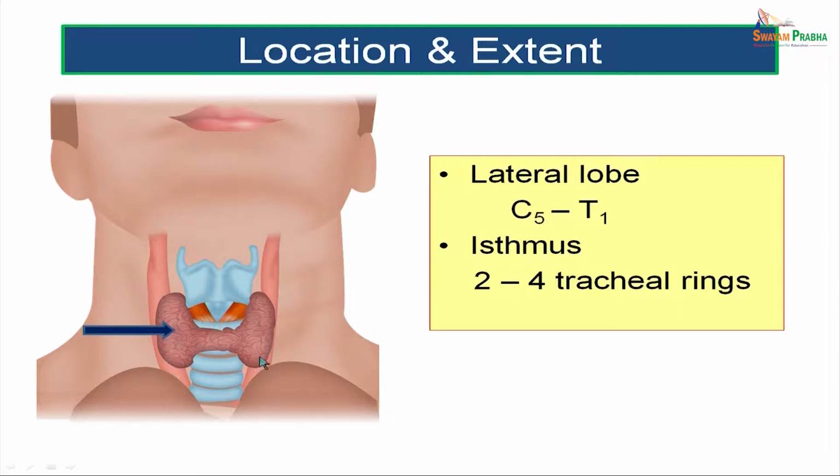Whereas the communication between the two lateral lobes, which is called as the isthmus, will extend from the 2nd tracheal ring to the 4th tracheal ring. So, you find this thyroid gland is almost like a butterfly shaped gland here, or in the shape of the letter H, with two lateral lobes connected by an isthmus. So, lateral lobe extent is C5 to T1, whereas isthmus extent is the tracheal rings 2nd to 4th.